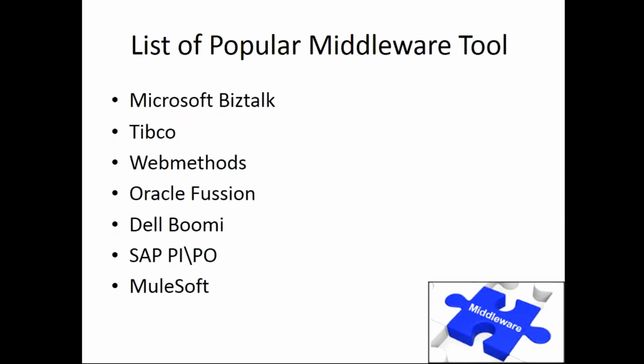Earlier, all the popular middlewares were on-premises. When I say on-premises, it means the software were present on the client server. Now, when I say on the cloud, these softwares are directly present on the cloud of the service provider. So let's say Dell Boomi.